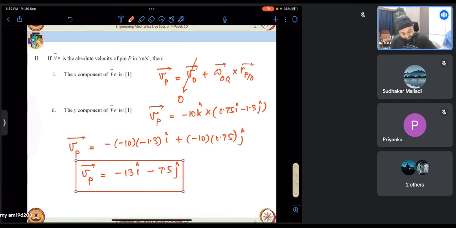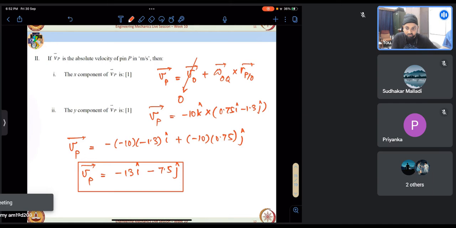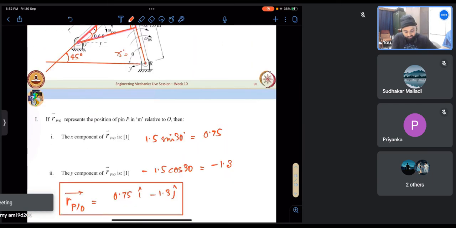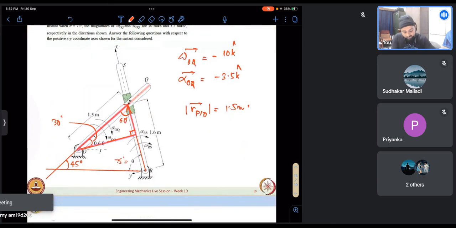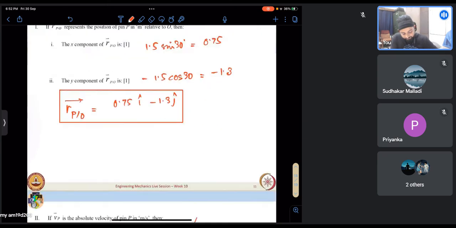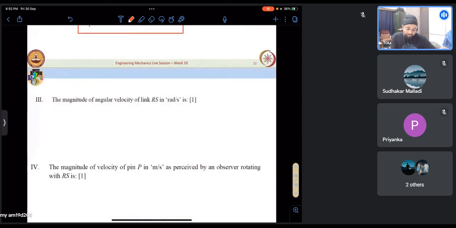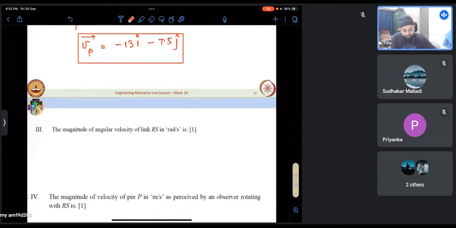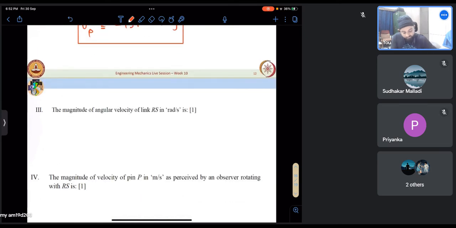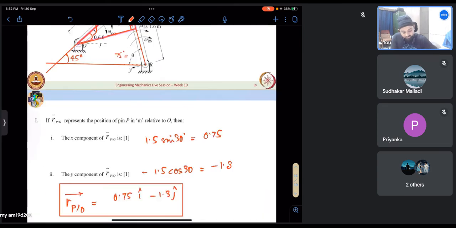So this is the absolute velocity of pin P with respect to a coordinate system fixed with the rotating member, this member link RS, this one. Okay, so we've got the velocity. Now the magnitude of angular velocity of link RS is what is asked. So we've got this.